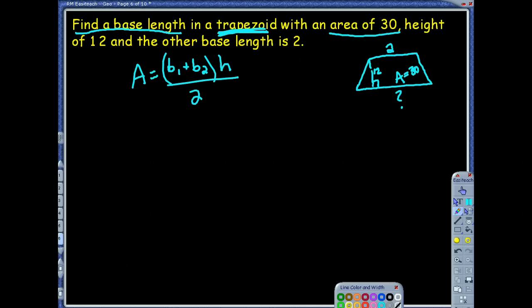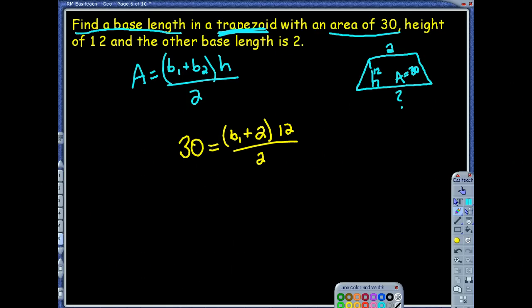All right, now, what are the pieces that we know? We know that area is 30, so I'm going to put 30 in for the A. And then we don't know one of the bases. Does it matter which one? No, so let's just say we don't know B1. So B2 is 2, because that's the other base. Put that in parentheses times the height, which is 12, all over 2. Great. Now, really, guys, all you're doing is solving an algebraic equation. How you go about it really doesn't matter.